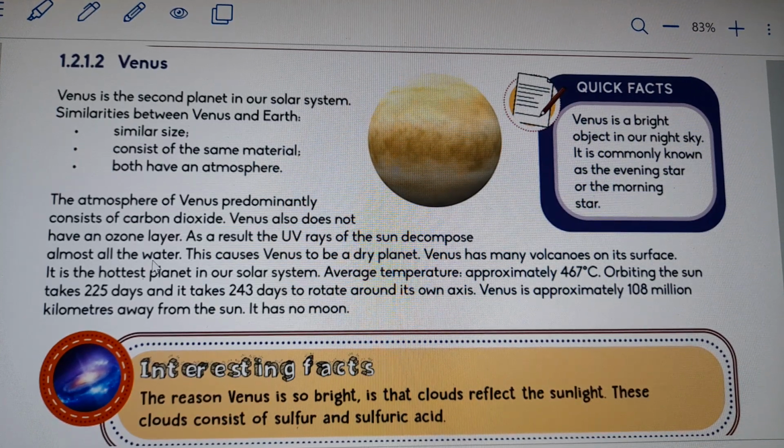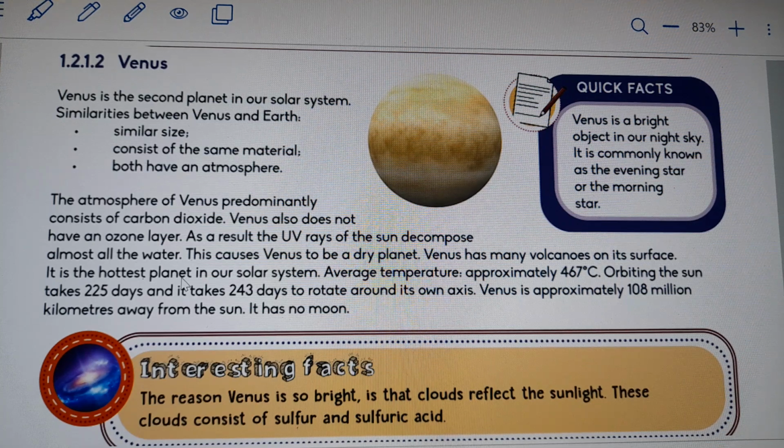Because there's nothing protecting the planet, like the ozone layer does for us on Earth. And remember, carbon dioxide destroys the ozone layer. So because Venus has carbon dioxide, it doesn't have an ozone layer. This causes Venus to be a dry planet because the water is burnt out. Venus has many volcanoes on its surface.